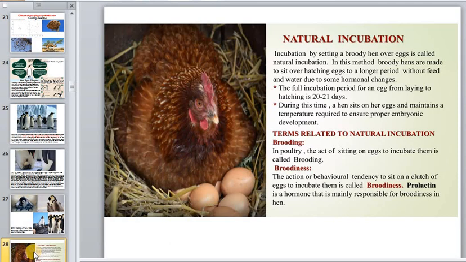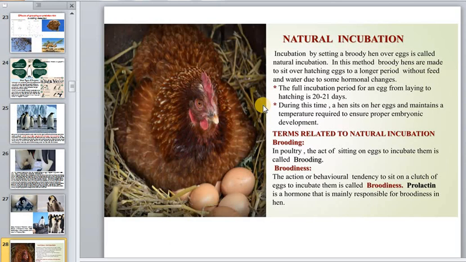If you want to know more, here we see natural incubation. Natural incubation, let's look at the examples on domestic chickens. Of course the incubation period for all birds is different, but here this incubation by a sitting and brooding hen over eggs is called natural incubation. In this method, broody hens sit over hatching eggs for a longer period without feeding and water due to some hormonal changes.